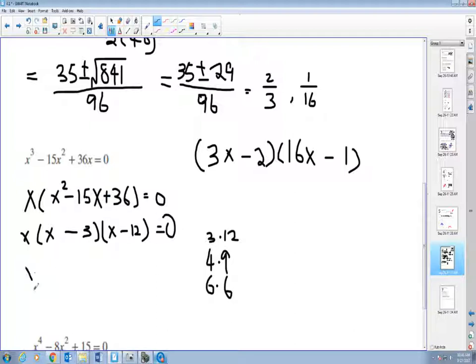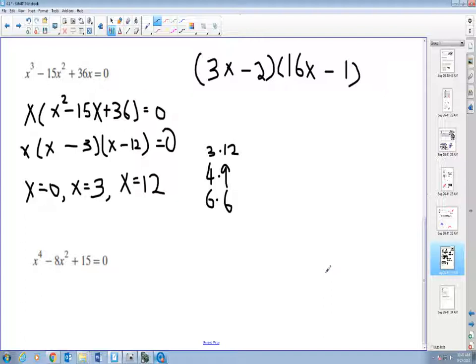So my answer: set my first factor x equal to 0. Second factor set equal to 0, x equals 3. Set my last factor equal to 0, x equals 12. You will have these 3 x-intercepts.